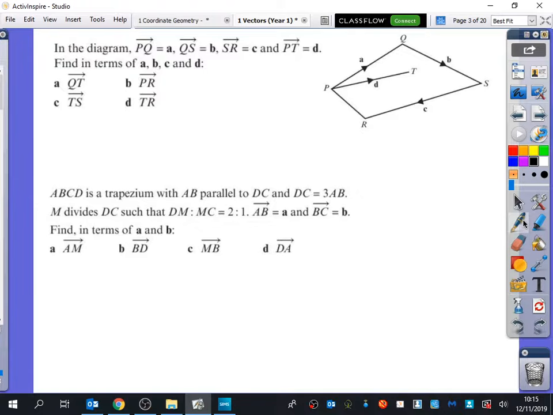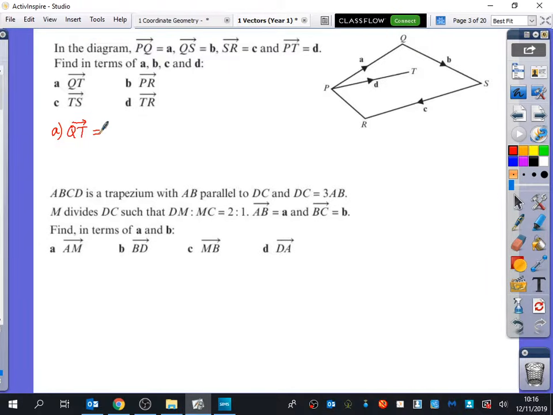So I've got a random diagram that's been drawn here, and it says, in the diagram, PQ is equal to A, which we can see on the diagram, QS is equal to B, SR is equal to C, and PT is equal to D. Notice the direction from P to T, the arrow is also going in that direction as well. So part A says, what is the vector QT?